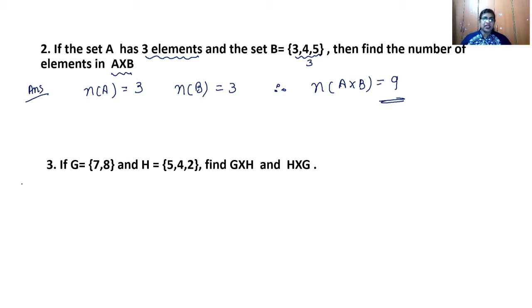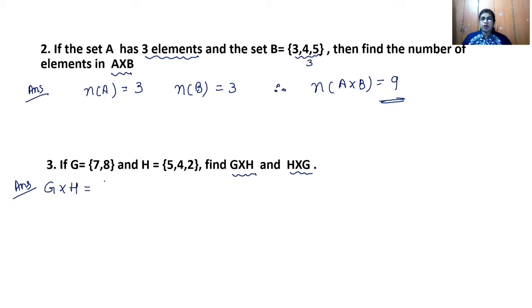Yes. So go to the third question. Let us see what the third question is telling me. Okay. So what is given in the third question? If the set G is equal to 7, 8 and set H is equal to 5, 4 and 2, find G cross H and H cross G. So let us take one at a time. Okay. Yes. So the answer here, we have G and we have H. So first let us find G cross H.